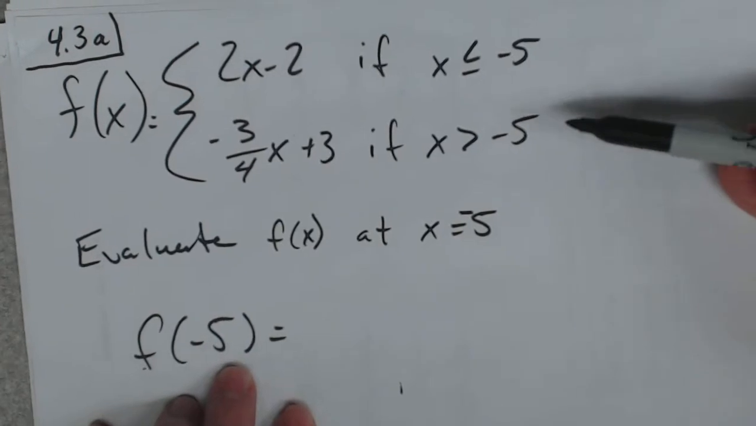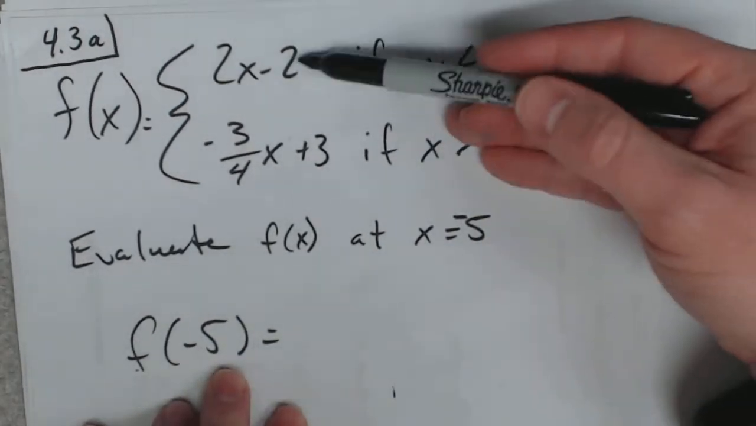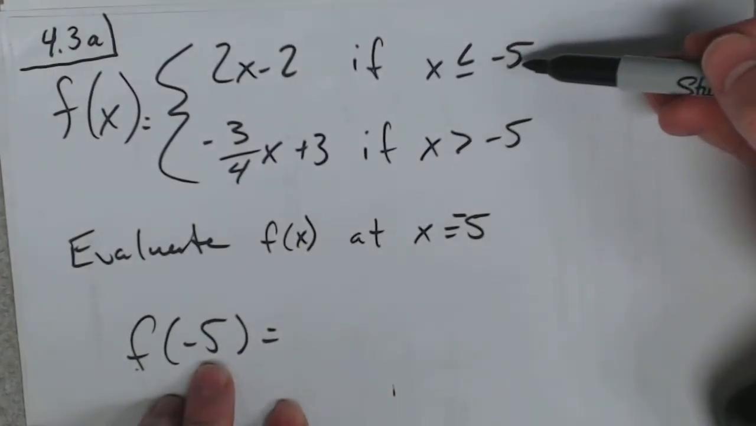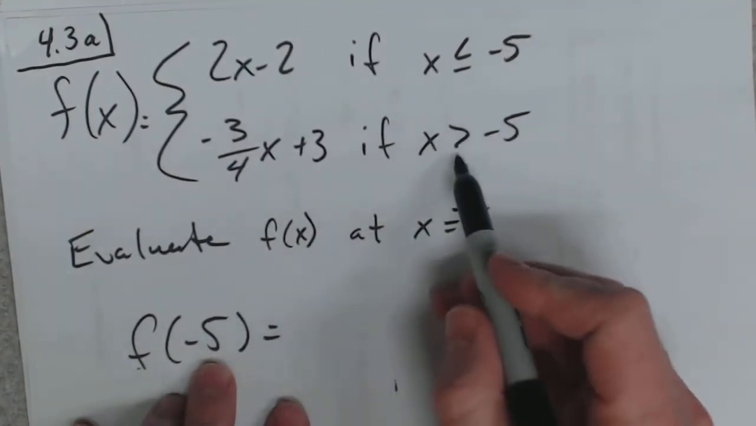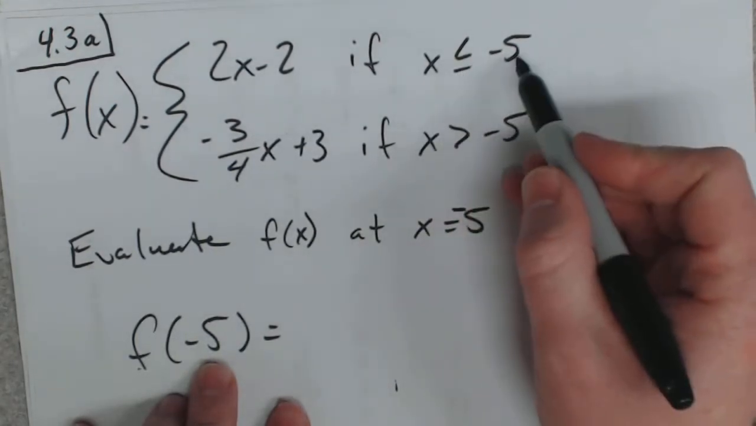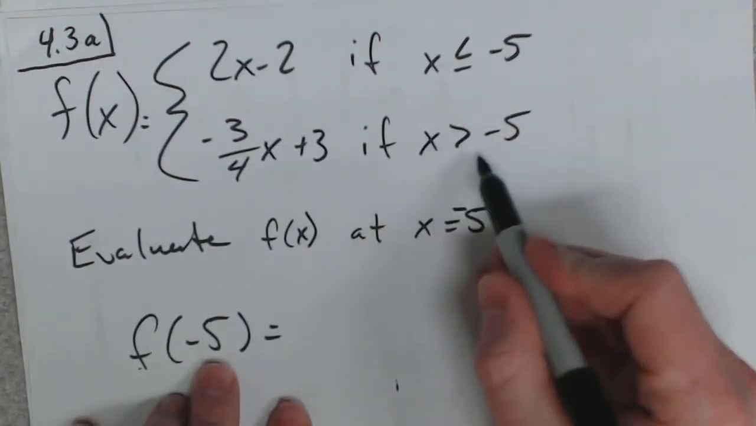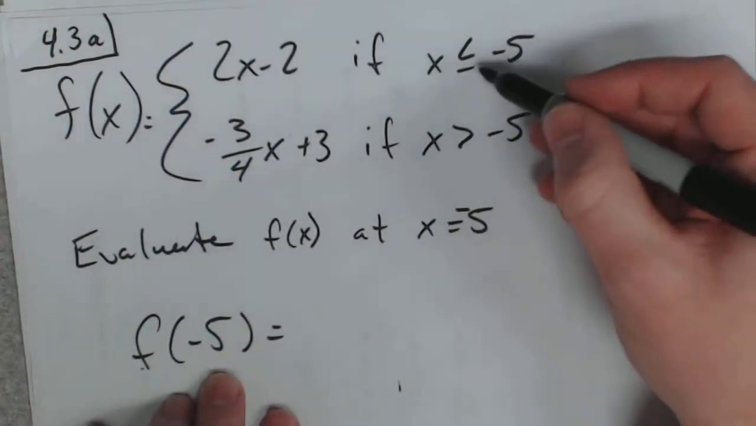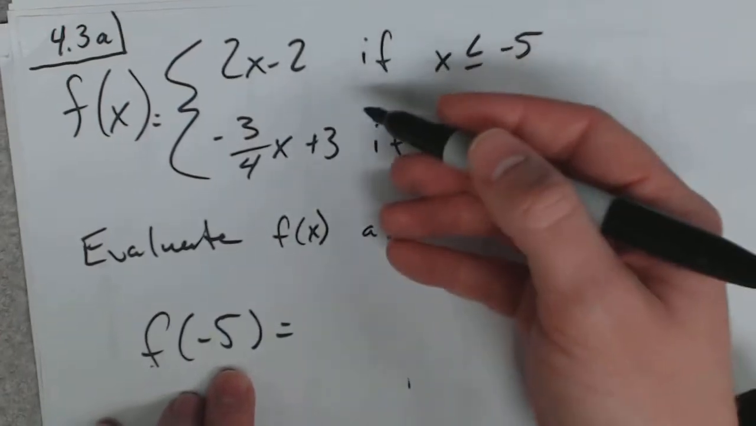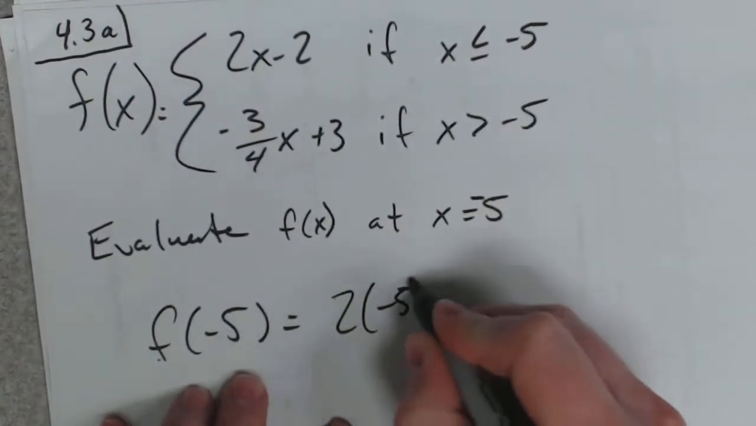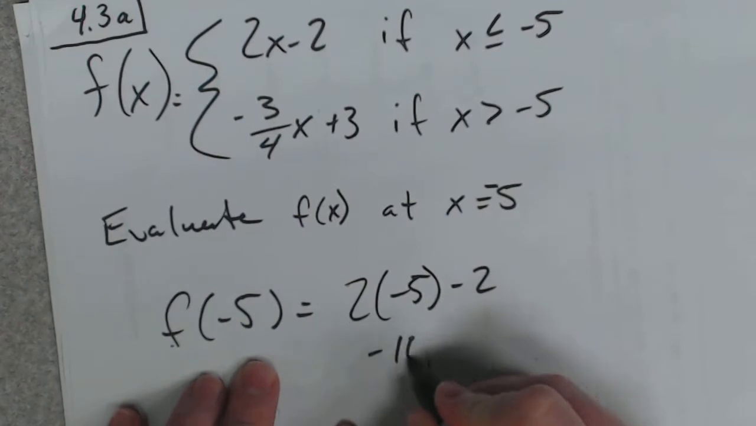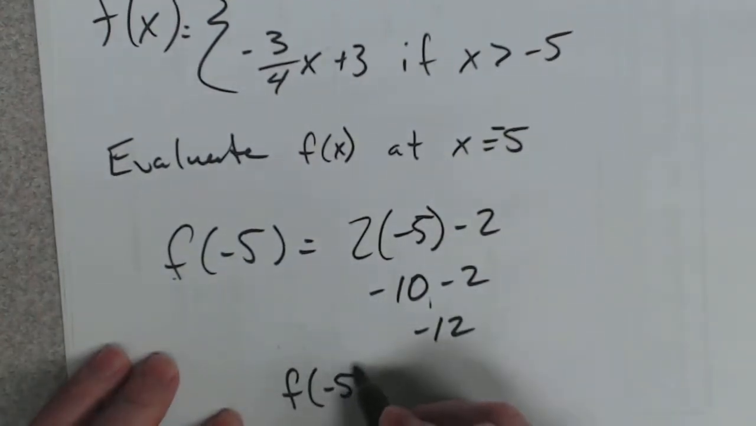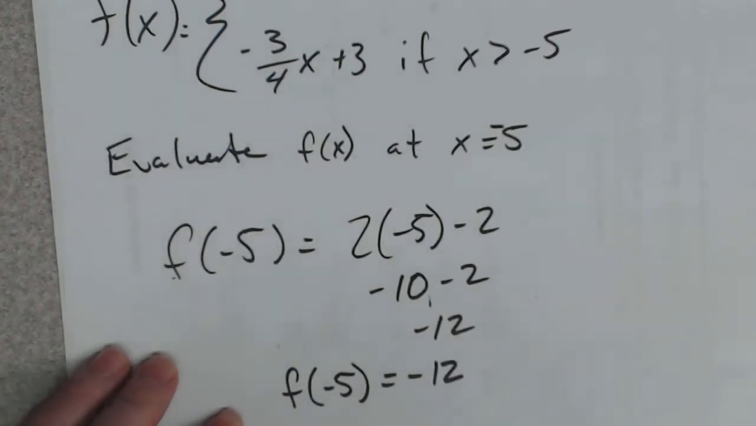So you come up here, and you have to decide which one of these you use to plug -5 into. To do that, you have to look at your restrictions over here. If the x value is less than or equal to -5, use the top. If the x value is bigger than -5, use the bottom equation. Well, -5 is actually equal to -5, so I'm going to use the top equation. So I say 2 times -5 minus 2 is -10 minus 2, which is -12. So f of -5 is -12.